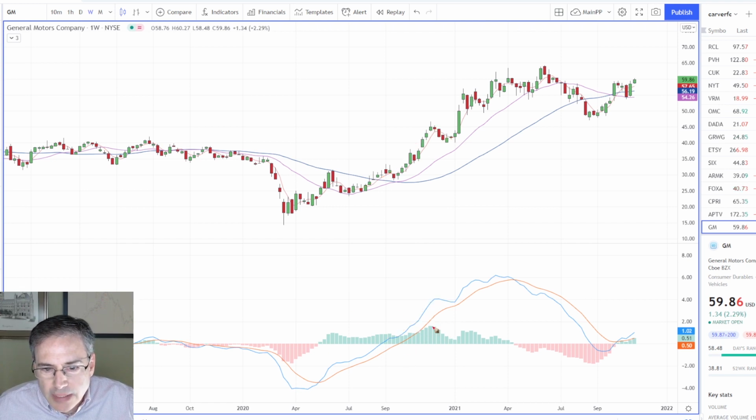And I don't have to look at anything else. I can just look at the histogram because I can see that that was the peak in the momentum, essentially the distance between these two lines. That's showing you how strong it is. And then we get the pullback.